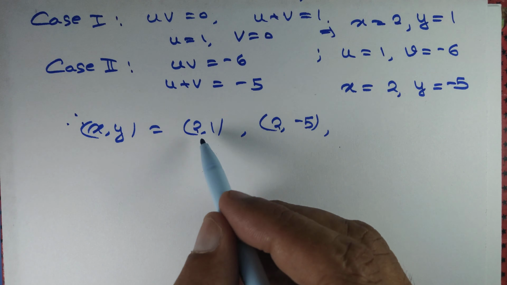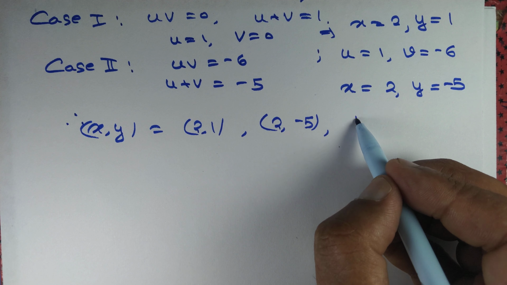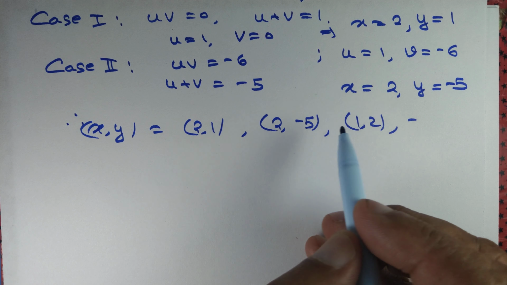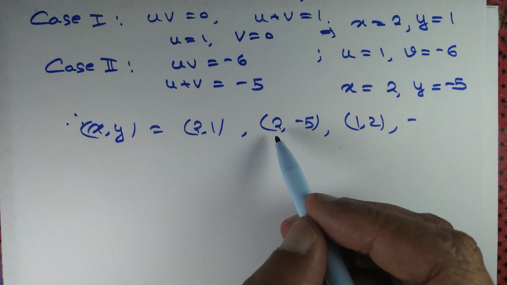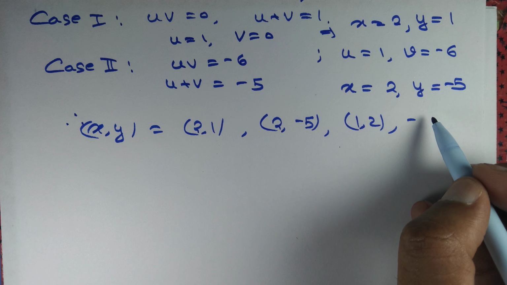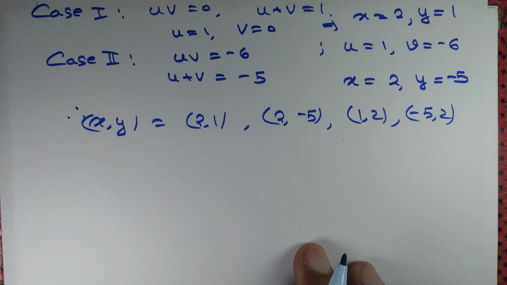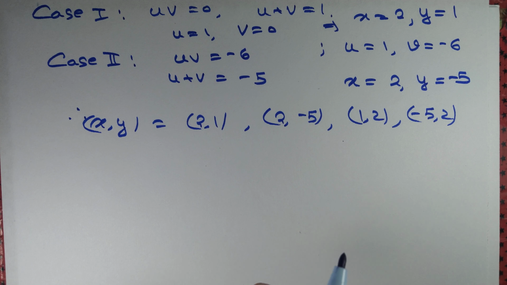Further, we can interchange them as we have observed in the beginning. If 2 comma 1 is a solution, then 1 comma 2 is also a solution. If 2 comma minus 5 is a solution, then minus 5 comma 2 is also a solution. Those 4 pairs of solutions are obtained in integers, and we don't have any other solution.